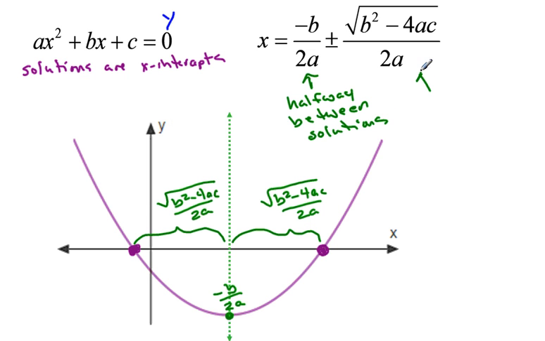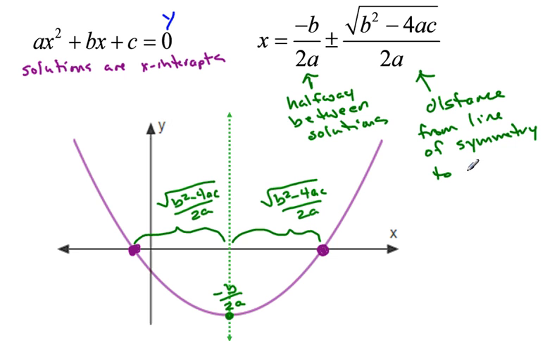And this part is the distance from the middle to each x-intercept. So the distance from, or we could even say the line of symmetry. So the distance from the line of symmetry to each x-intercept. All right, and now you should have a better understanding of where the quadratic formula comes from.